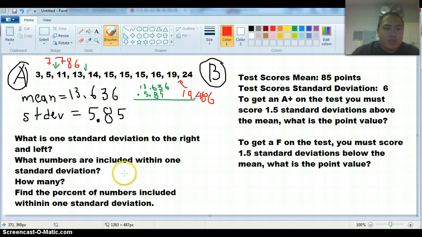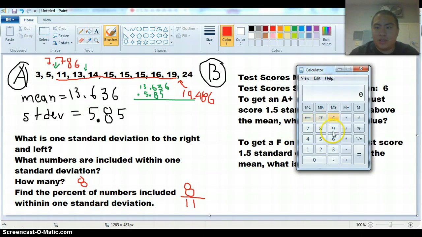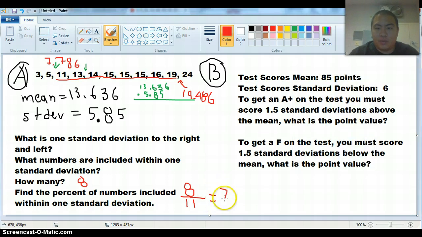What numbers are included within one standard deviation? It would be these numbers: 11, 13, 14, 15, 15, 15, 16, and 19. How many numbers is that? 1, 2, 3, 4, 5, 6, 7, 8. There's 8. To find the percent of numbers included within one standard deviation, that gives me 8 over 11. Let's calculate 8 divided by 11. That gives me something like 72%.